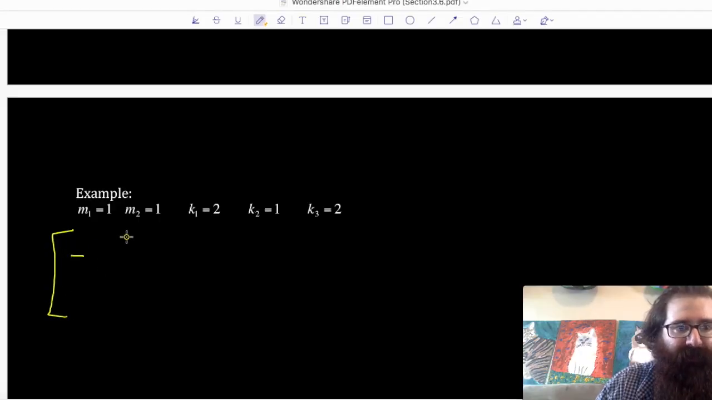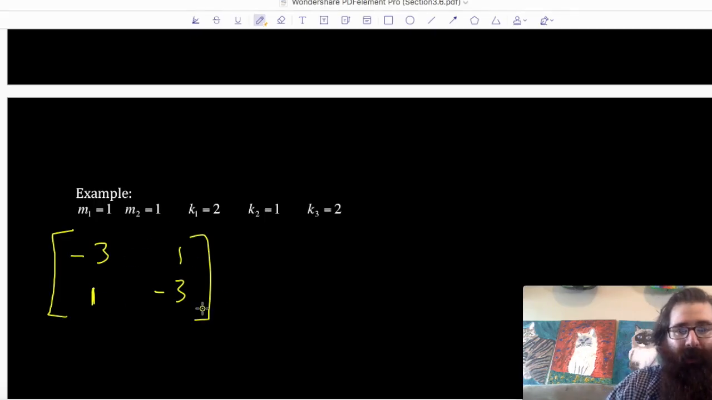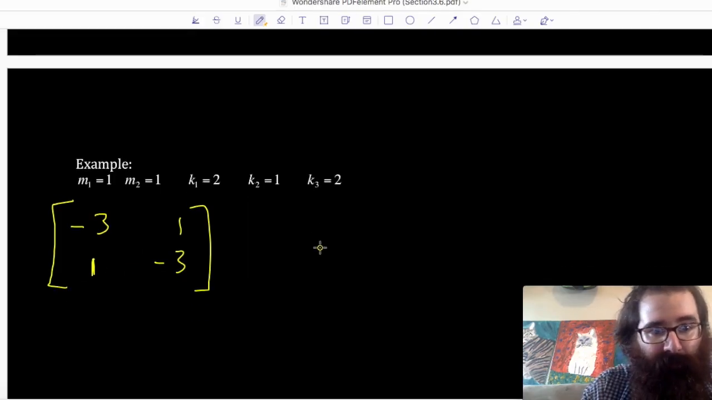So here we have negative k1 plus k2, so that's 2 plus 1 gives me 3, so negative 3. And then k2 is 1, and then k2 is 1 again, and then negative k2 plus k3, so that's 1 plus 2, so negative 3 again. And since mass 1 and mass 2 are both 1, I don't have to worry about correcting this. But remember, we said earlier, I would have to divide row 1's entries by mass 1, and then divide row 2's entries by mass 2.